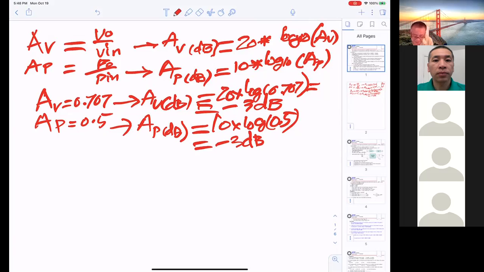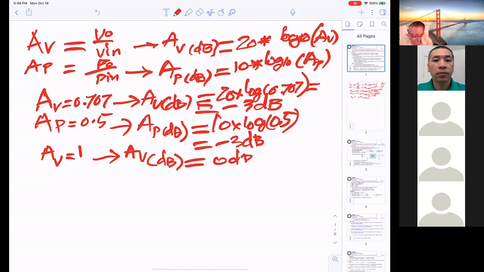Okay, now try that one. AV equal 1. What is AV in dB? 0 dB. Yes, everyone gets 0 dB, right? If you know how to use the calculator.